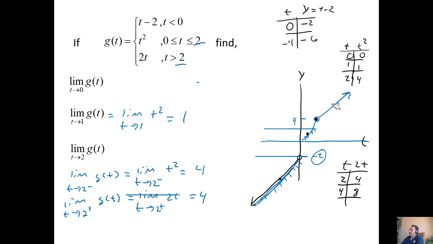Because you're walking along this line, and both the line and the parabola were going to the same point as you got closer and closer to a t value of 2. Okay? And since you're going to the same value, your limit is now 4. Very good.